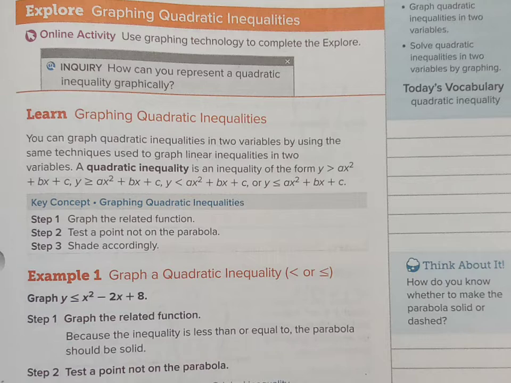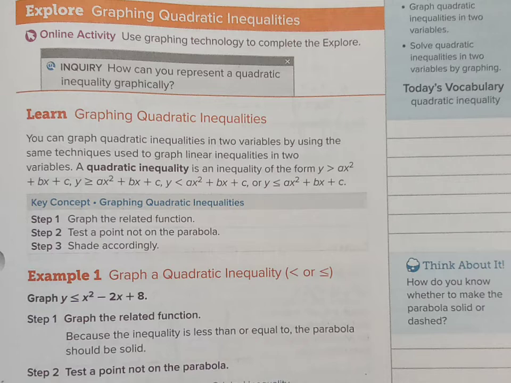It says here, you can graph quadratic inequalities in two variables by using the same techniques used to graph linear inequalities in two variables. So a quadratic inequality, and this is your definition of the day, is an inequality in the form of y is greater than ax squared plus bx plus c, so we see the same setup as we had with the equations. Of course, it could be greater than or equal to, less than or equal to. But notice all of them are set up the exact same way, ax squared plus bx plus c.